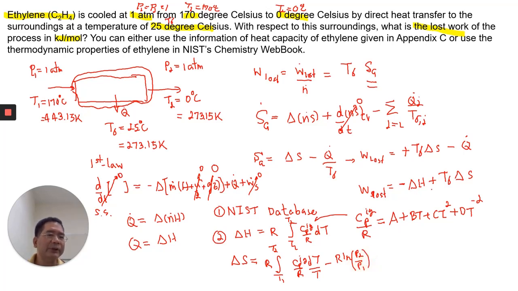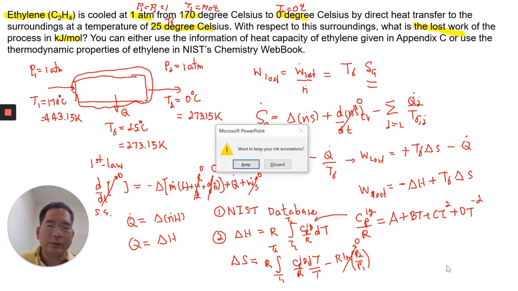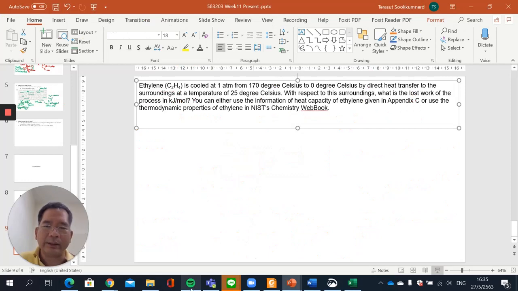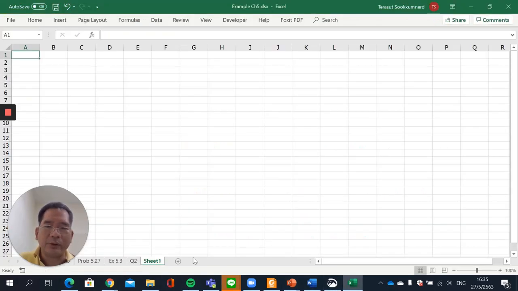And then I substitute into the equation for W loss. In doing so, I will make this term become zero because P2 is equal to P1 and natural log of 1 is 0. So I will use Microsoft Excel for the purpose. And of course, I have to use my Google Chrome in order to access the NIST database. I will do so by first going on to Microsoft Excel.